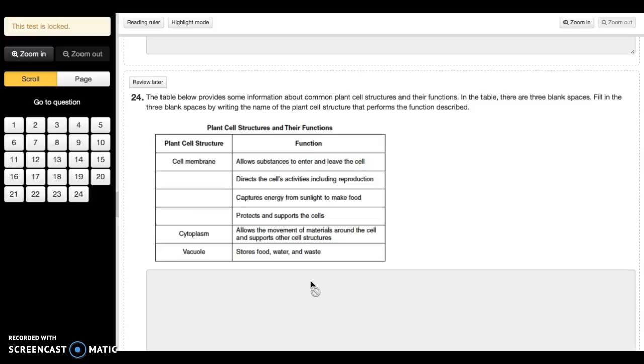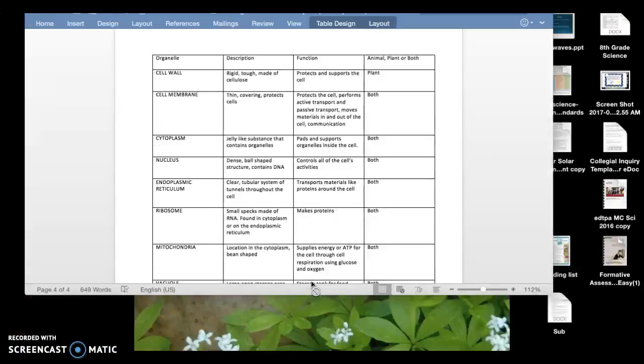So you're seeing a theme here, hopefully, at this point. They talk about nucleus all the time. You have to know that this is the director of the cell activities.